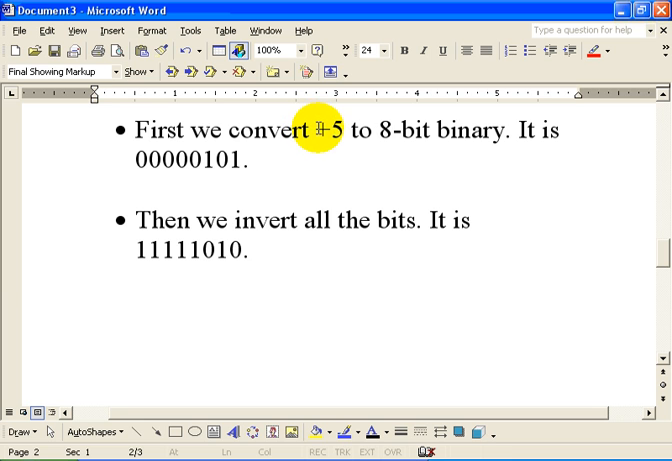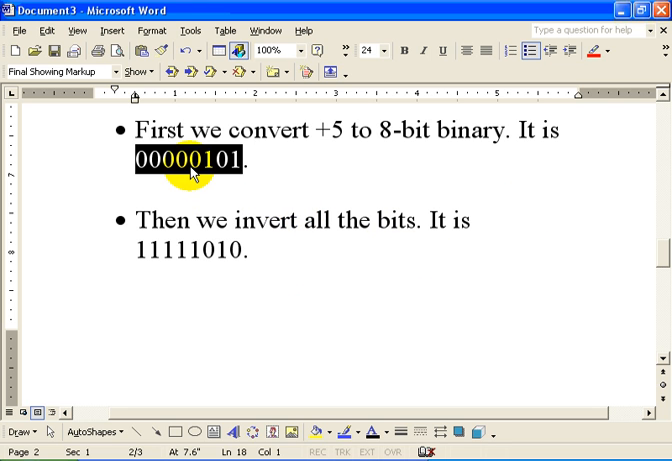First, we're going to convert plus 5 to 8-bit binary. The sign bit is 0 because it's a positive number. The other less significant digits are 1, 0, 1. Why? Because 5 is 4 plus 1. There's 1 four, no 2's, and 1 one. 4 and 1 is 5. That is plus 5 in 8-bit binary.